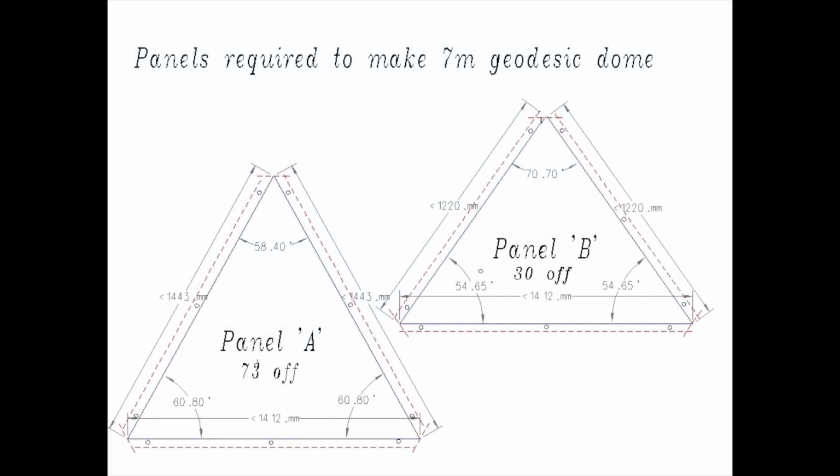I was building a three frequency dome, and most people know that you have two different triangle shapes. So all I did was mark on a piece of paper the exact measurements and allowed a little bit for a tab. I think it was about 30 millimeters in my case.